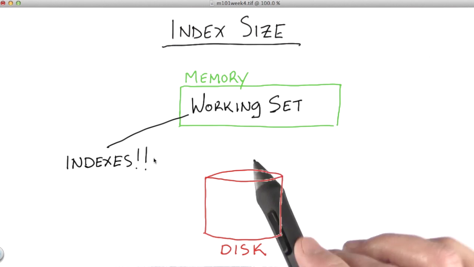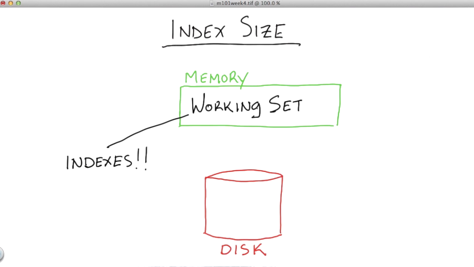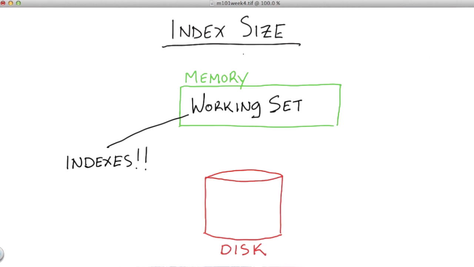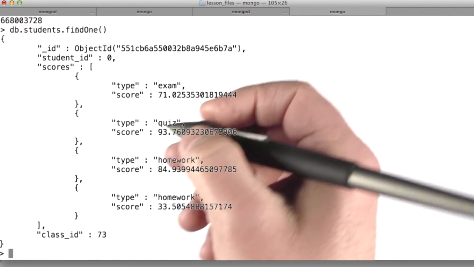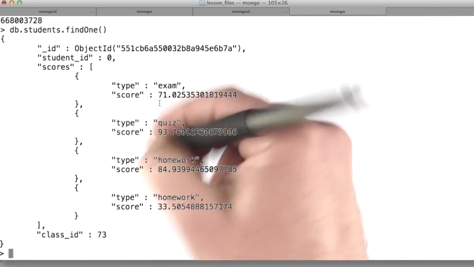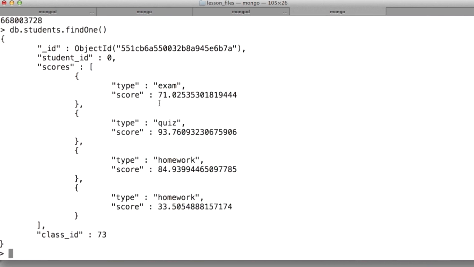So let's look at how we can measure the size of our indexes as a means of, say, estimating the amount of memory we'll need for a MongoDB deployment. Okay, so let's take a look at our students collection. We have individual students, classes, and the scores in this collection. There are 10 million records here. So first, let's take a look at what indexes we have.